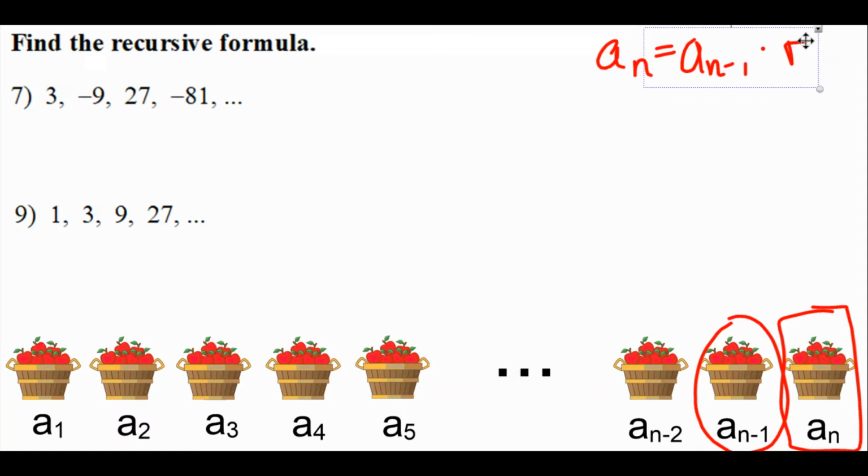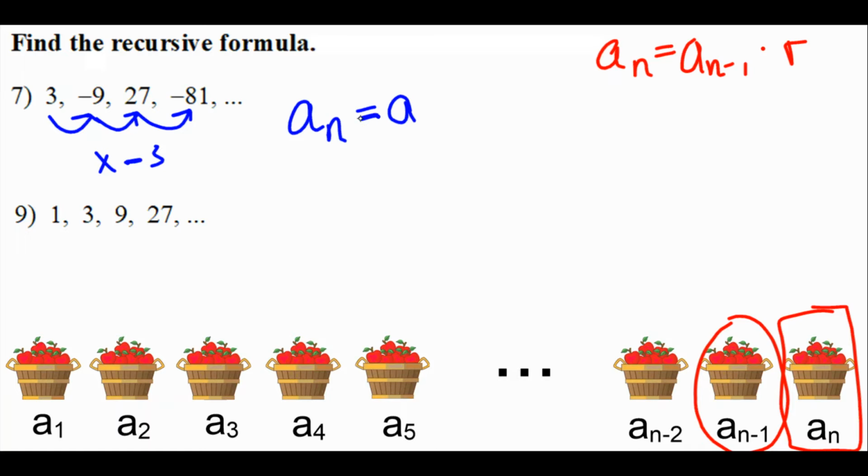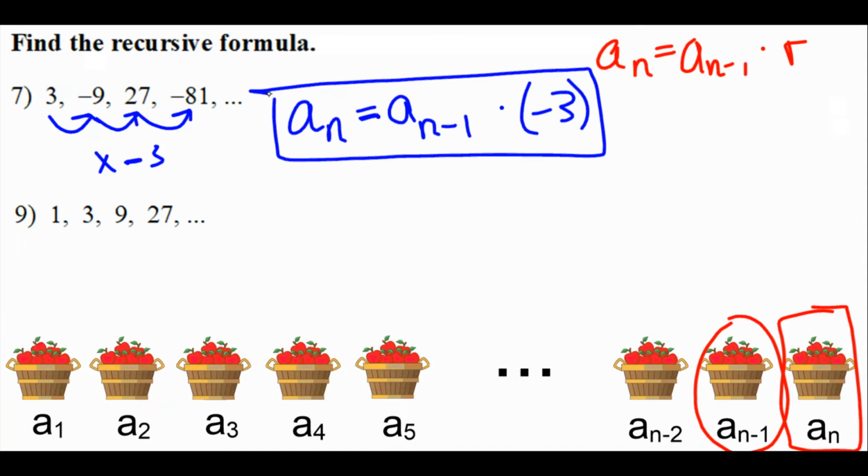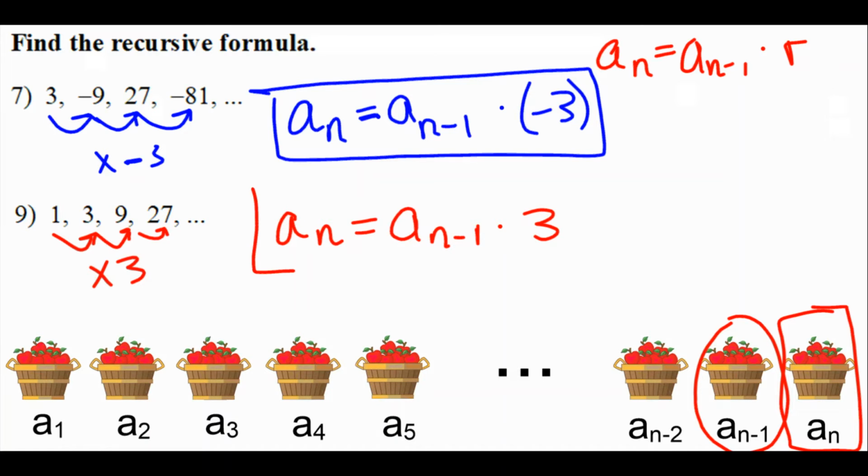So let's just see about this. We need to know that R number. How do we get from number to number? Looks like it's times -3. So that's really all we need here. The nth term is going to be the one right before it, n minus 1, times -3. That's all you have to do for recursive. So then the next one, looks like you're multiplying times 3, so the nth term is equal to the n minus 1 term, the one right before it, times 3.